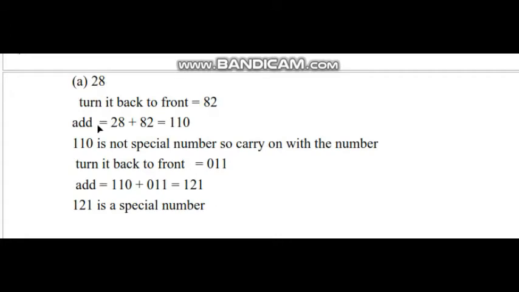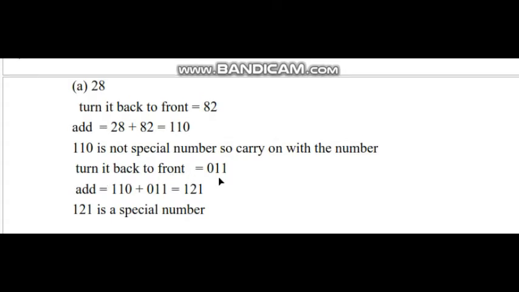2882. Now add both the numbers together. 28 plus 82 is equal to 110. 110 is not a special number because we cannot read the same from left to right and right to left. Now turn it back to front. That means reverse the digits: 0 1 1. Now add both the numbers together, 110 plus 011.